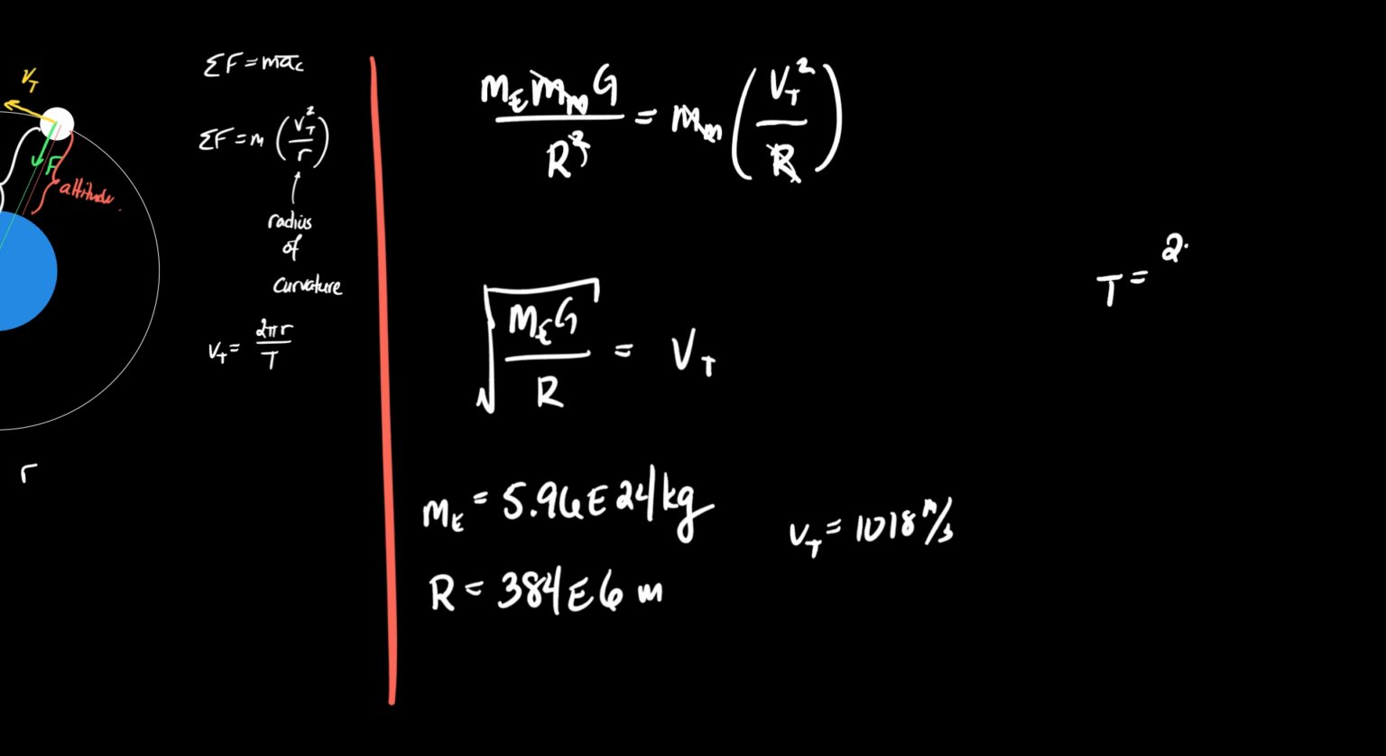Just got to do a little bit of algebra. You're going to put your velocity in from a moment before. R is still going to be 384 times 10 to the 6th meters. But this gives you a value in seconds because we're taking meters and dividing by meters per second. So to have it make meaning, you should convert it to days, which gives you 27.4 days.